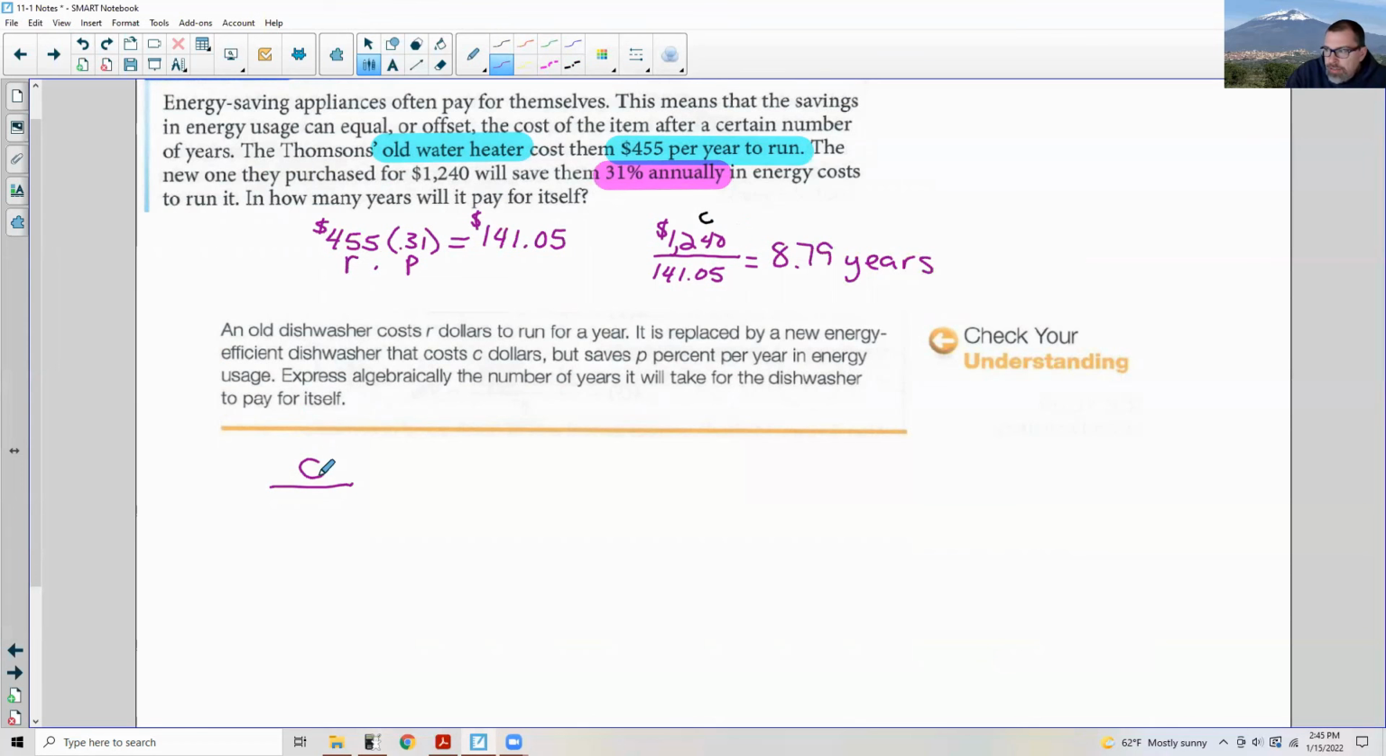So you take the cost and you divide it by R times P. Okay, but remember it's a percentage, so we need to divide that by 100. Okay, so let me just put this in parentheses to make it clearer. So the cost of the new machine divided by R, which is the cost it is to run, times the percent, and since percent's out of 100, you divide by 100, and that would equal years. Okay, so there is our algebraic equation.